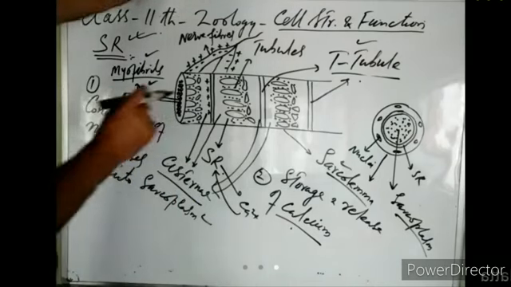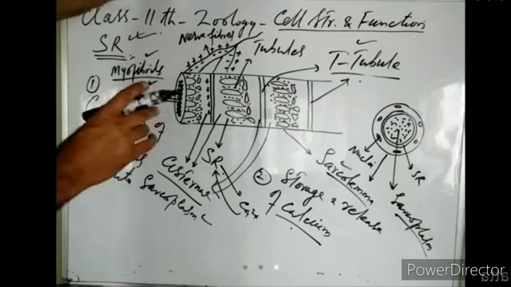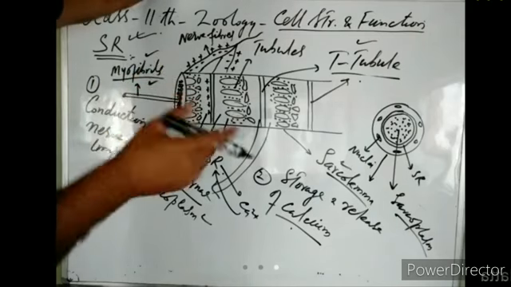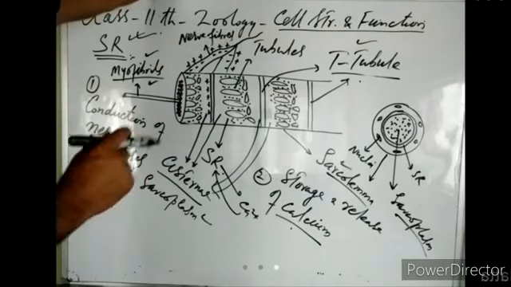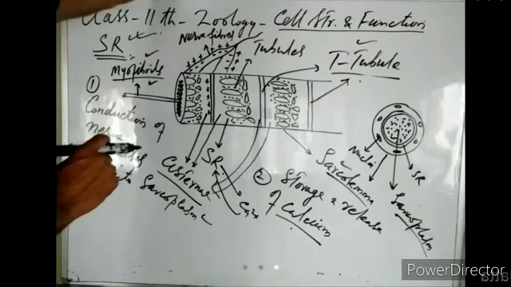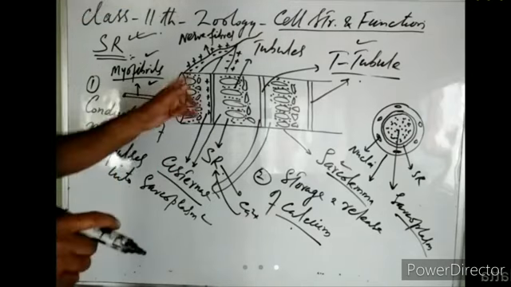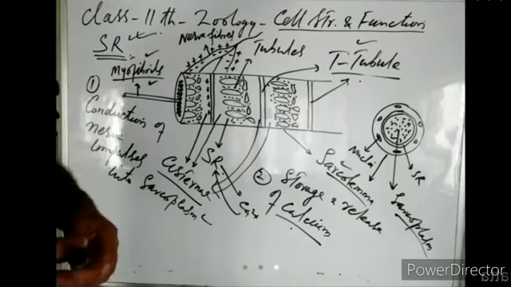Then in addition to these functions, this sarcoplasmic reticulum carries out other normal functions as carried out by rough endoplasmic reticulum or smooth endoplasmic reticulum. It may be involved in protein synthesis, lipid synthesis, or transport of materials. So that is all about the sarcoplasmic reticulum. Hope you have understood it.